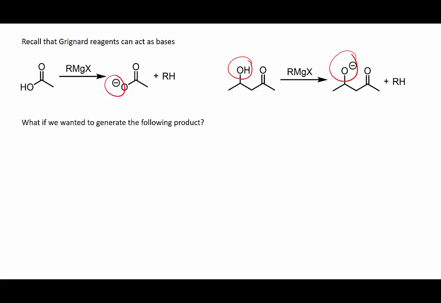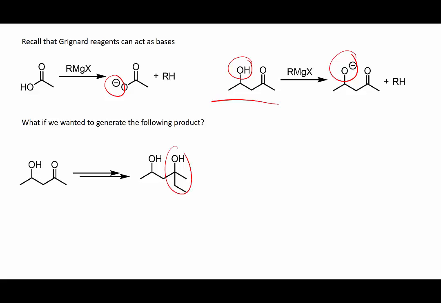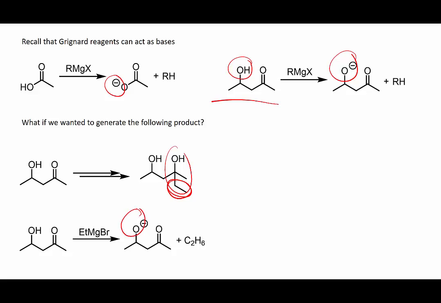This kind of begs the question, what if we actually wanted to use this as our substrate? So what if we wanted to take this alcohol substrate and generate this product, where we have a Grignard reaction on the carbonyl carbon? You would think that if we're adding an ethyl group right here to the carbonyl, then we could use ethyl magnesium bromide, but the problem with this reaction is that we would deprotonate the alkoxide and the reaction would quench.